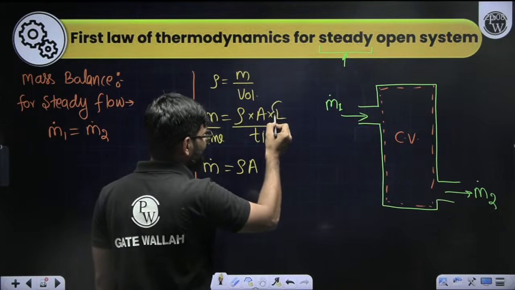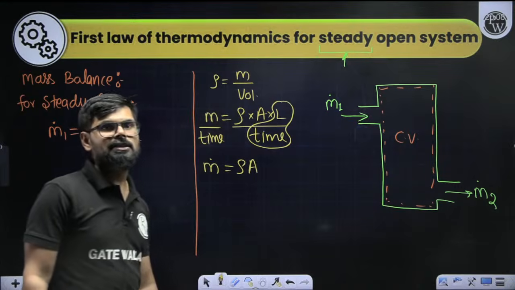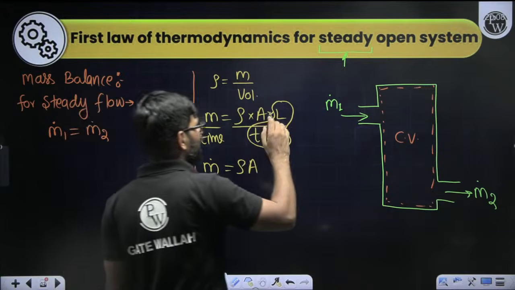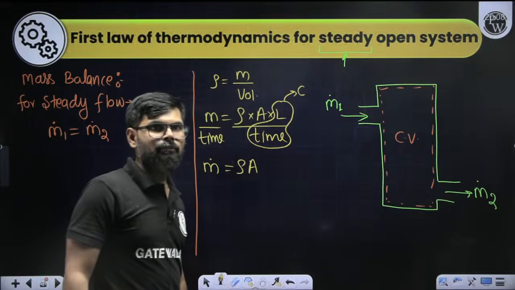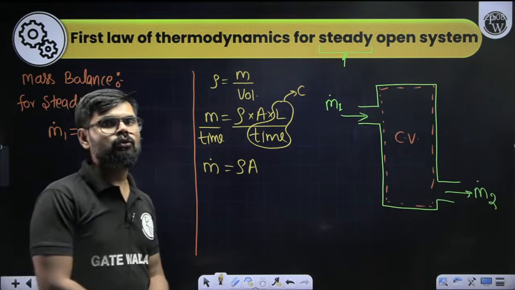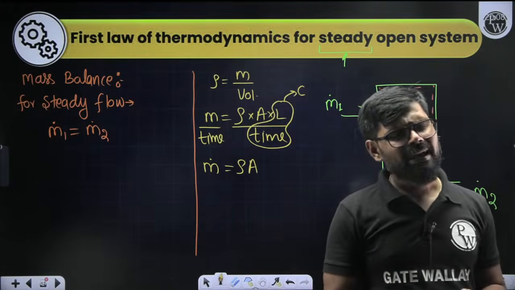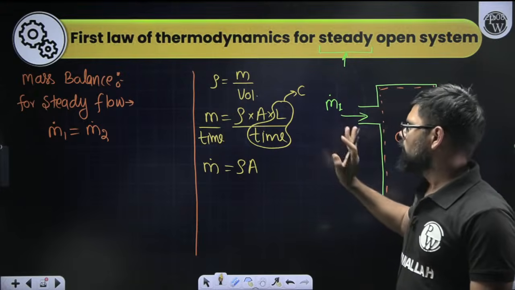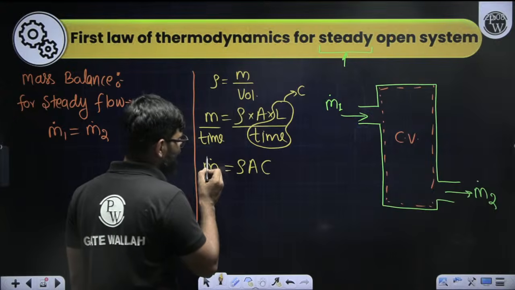Now, L by time. Length covered per unit time is basically velocity, in meters per second. I am writing velocity with c. Why c, sir? Because v is generally used for volume, that's why I am considering c as velocity. So the m dot value will come as rho A c.